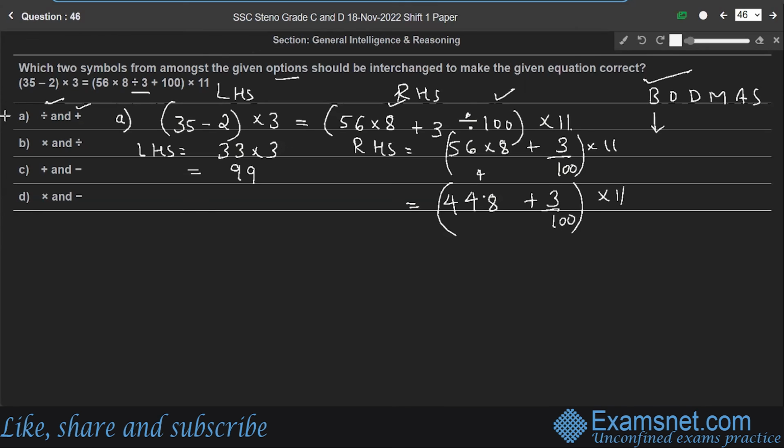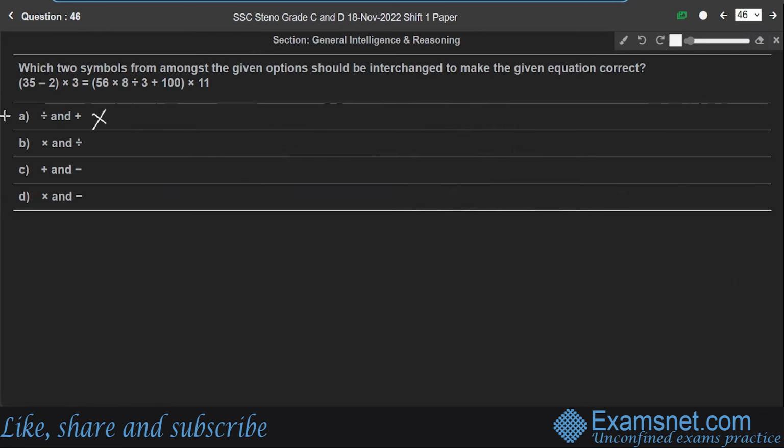Into 11, you will get a fraction, right? So it becomes 44,800 plus 3, which is 803 into 11 by 100. You will get a fraction, which is not equal to left hand side. Therefore, equation will not get balanced by interchanging division and addition, right? So we'll go for the second option. So option A is not the answer.